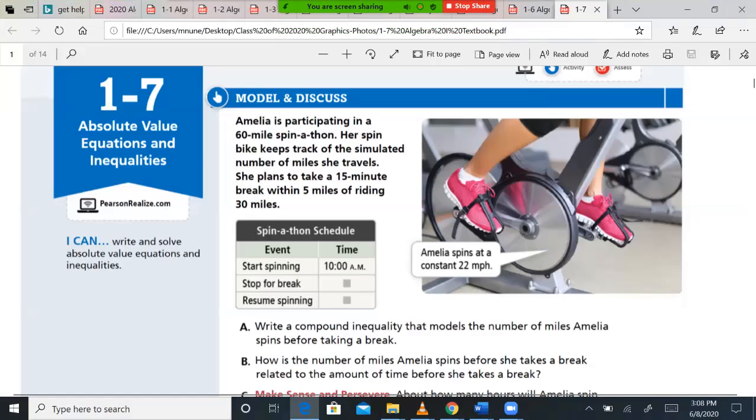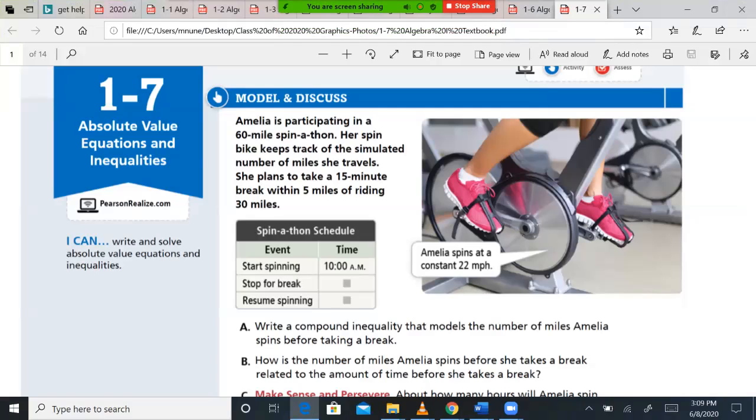Okay, 1-7, absolute value equations and inequalities. Here we go. Amelia is participating in a 60-mile spin-a-thon. However, her spin bike keeps track of the simulated number of miles that she travels. She plans to take a 15-minute break within 5 miles of riding 30 miles.